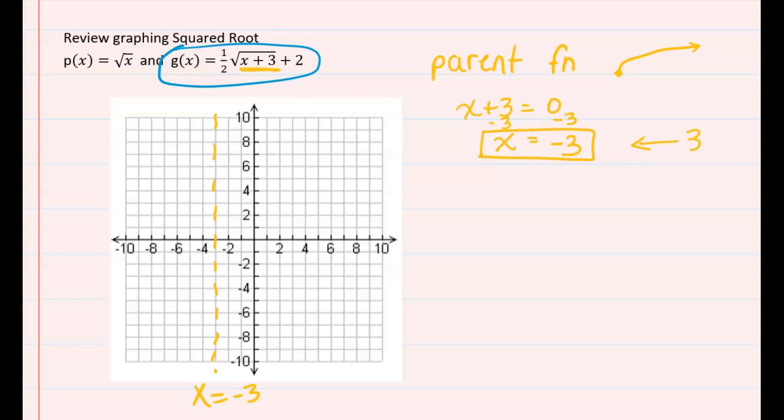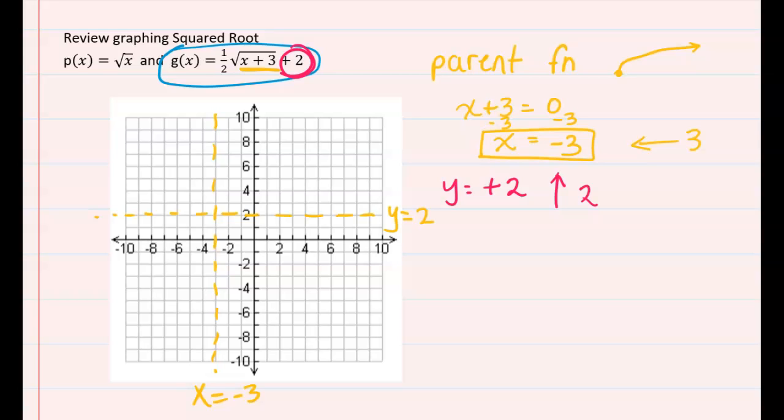Let's take a look at our vertical shift, because we just did the horizontal shift. The vertical shift says up 2, so up 2, that's going to be our y movement. So I'm going to go up 2 units. I'm going to still put it in my yellow guy. So here's y is equal to 2. And then that's our new origin.